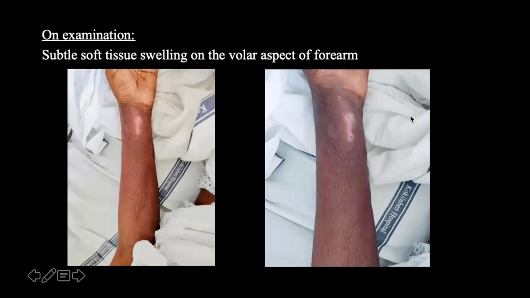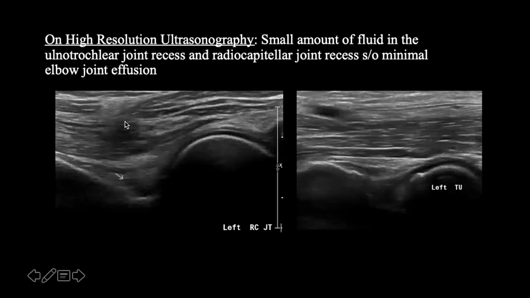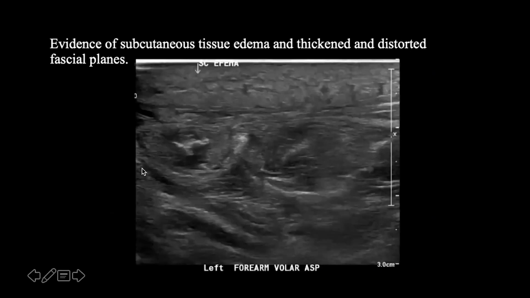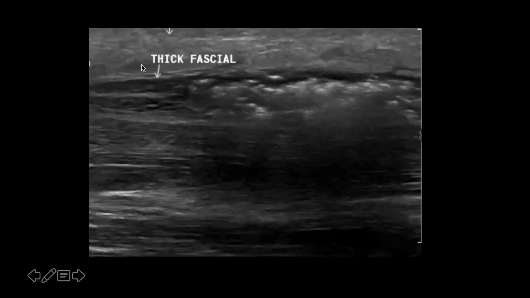So we did an ultrasound for this patient. On high resolution ultrasound, I saw the joint and there was some joint effusion in the radiocapitellar and the trochlear joint recess. When I scanned the site of the swelling, there was a lot of edema and thickening and distortion of the fascial planes. As we can see, this is subcutaneous fat, this is fascia, this is muscular compartment. There was a lot of thickening of this plane and some fluid collection which was quite turbid.